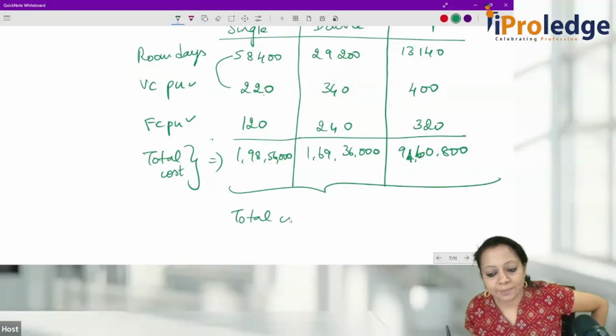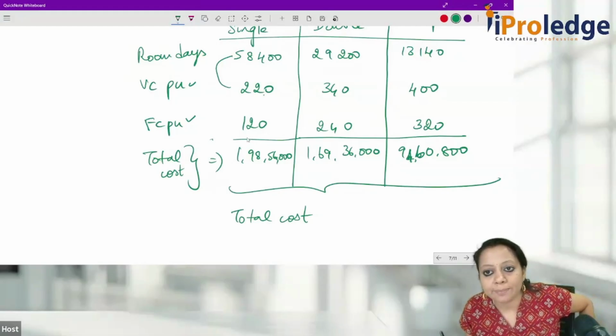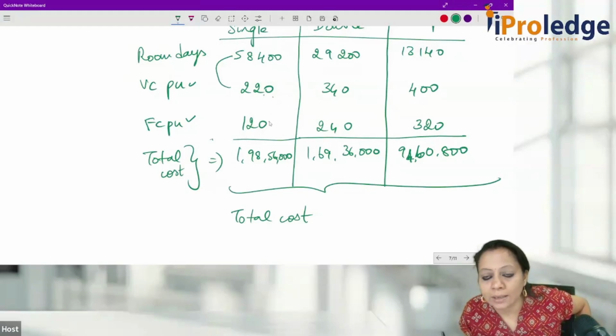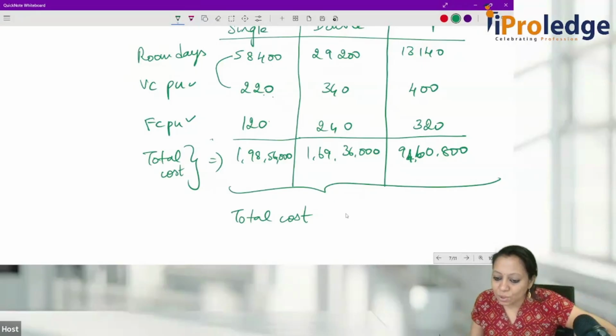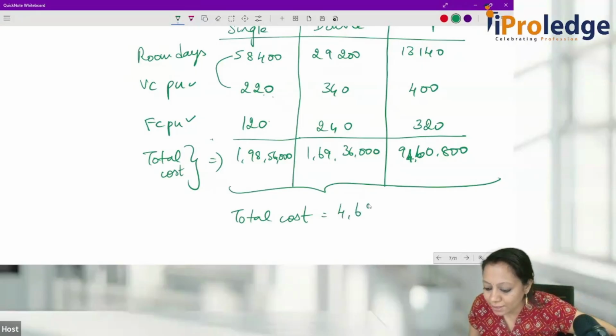Very simple, Sahana. You can do this, ma. 220 plus 120. Do that, ma. 340. 340 into 58,400. 220 plus 120 is total cost per unit. Total cost per unit into room days. 58,400. Got it, dear? Yes. So total cost is equal to 4 crore 62 lakh 52,800.